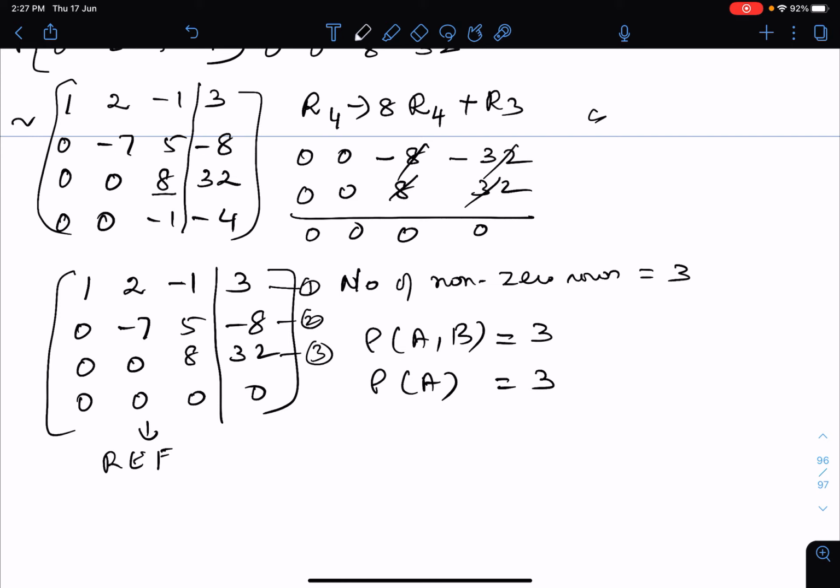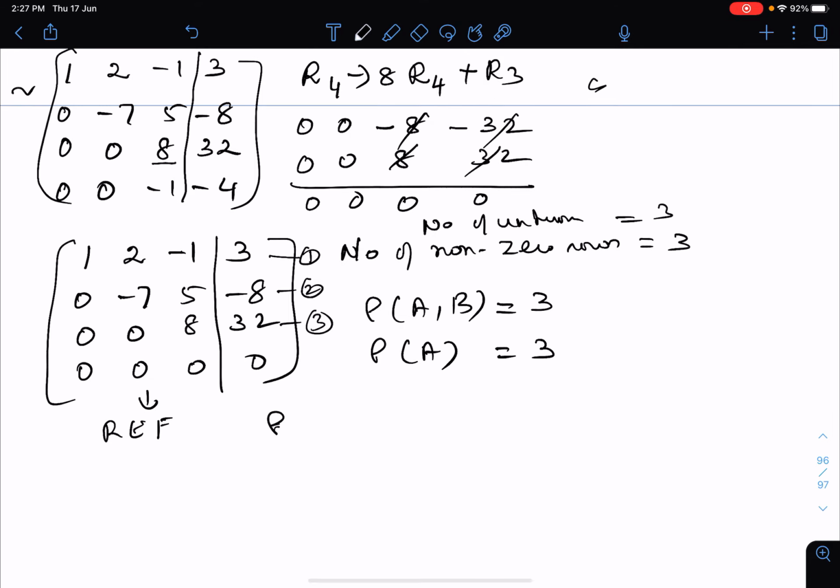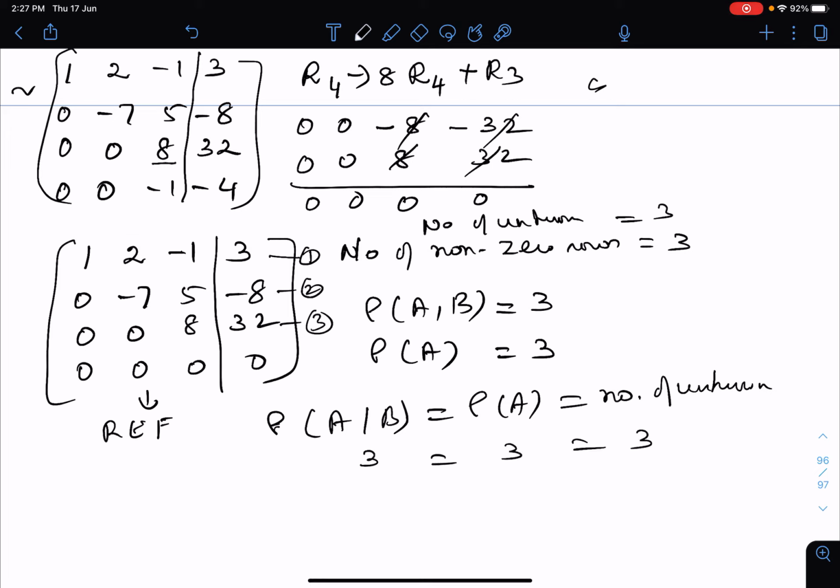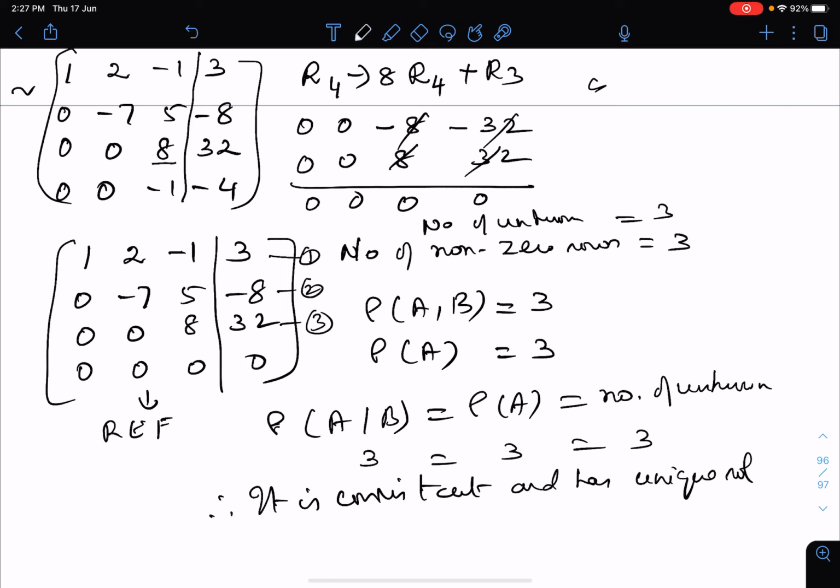And number of unknowns, I told you to write it in the first step itself. This is also 3. So now we are going to conclude: rank of A comma B, the augmented matrix, equal to rank of A, equal to number of unknowns. So all are equal to 3. Therefore we will conclude that it is consistent and has how many solutions? Unique solution, that is only one solution.